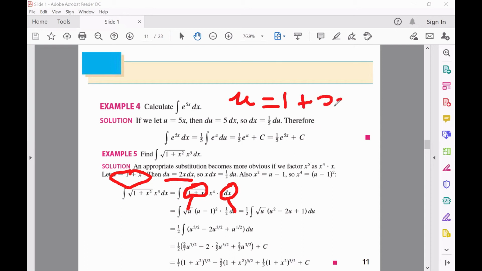Then what we can see? We can see x squared، نضع الـ 1 in the left side. x squared equals u minus 1. ليه؟ لأنه I have u equal 1 plus x squared. x squared is equal u minus 1. That's why I have x to the 4. x to the 4 is equal u minus 1 squared. Okay. Then here I have half integral root u minus 1 squared.